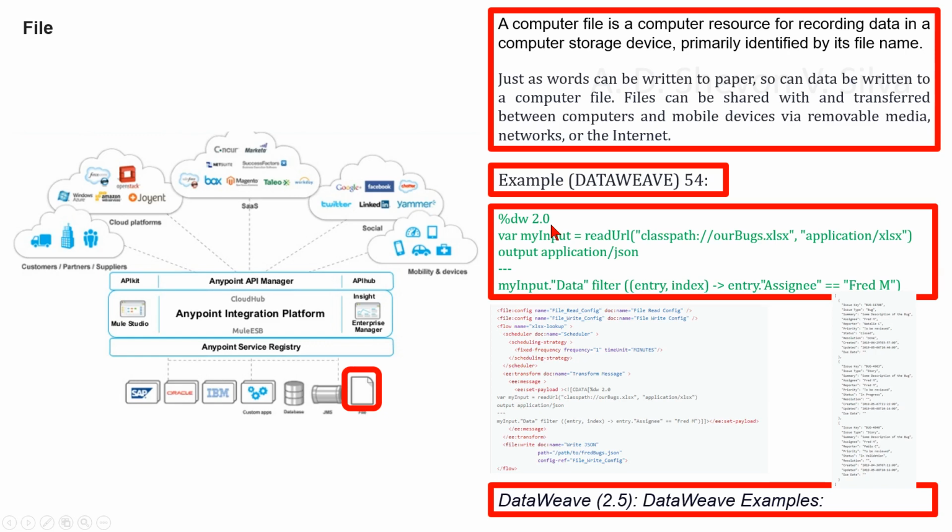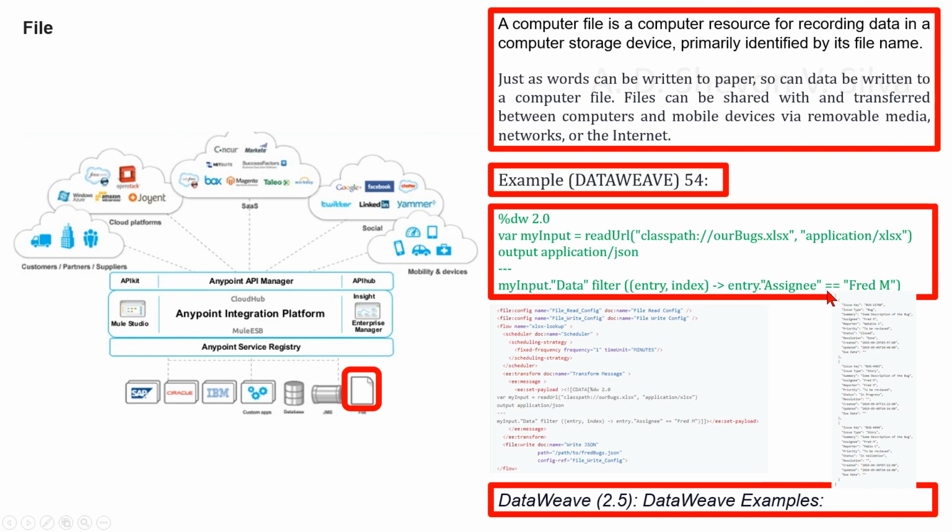The following DataWeave script reads the XLSX file and returns the filtered data from it. It assumes that the spreadsheet named ourbugs.xlsx contains the data on the bugs assigned to all members of the team, including an assignee named Fred M. The DataWeave script is here.